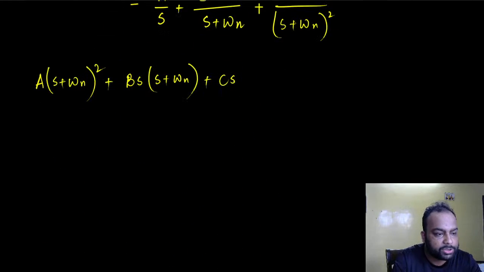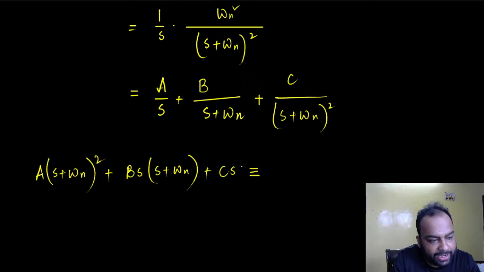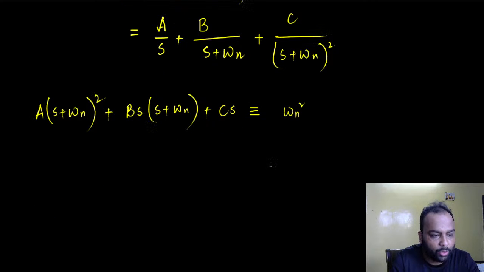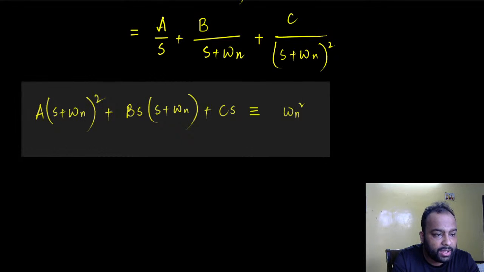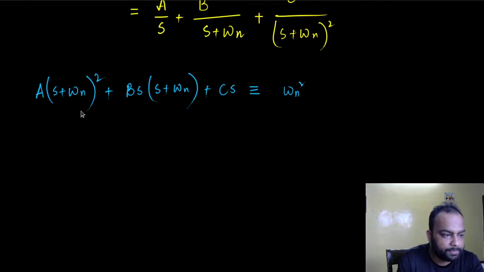All right. So again we have taken care of the numerator here. And what was the desired numerator? The desired numerator was just omega n square. Now these two are identical, right? And we are going to make use of this identity to figure out the values of a, b and c. That is the whole goal here. So let's put a suitable value so that b and c vanish.